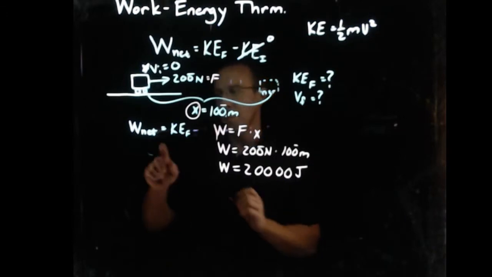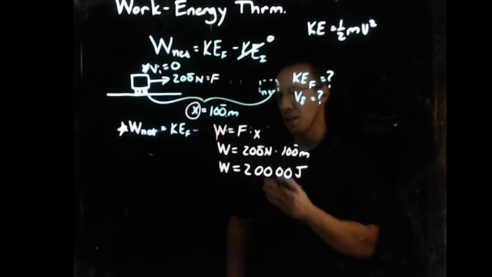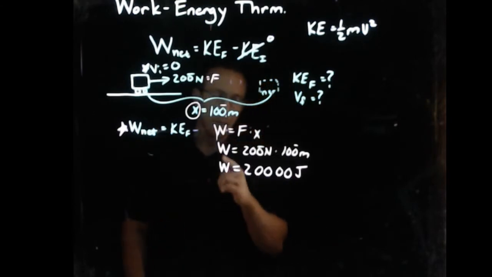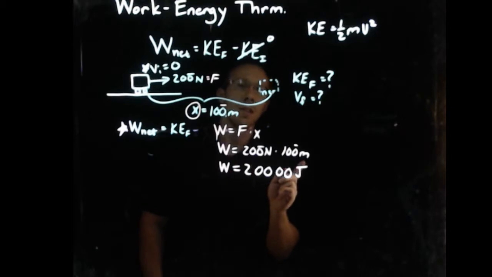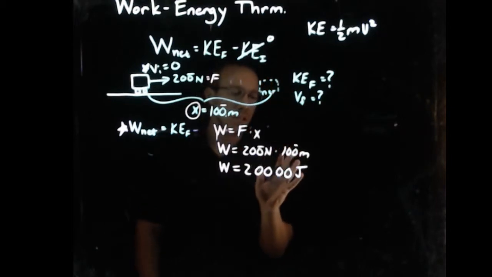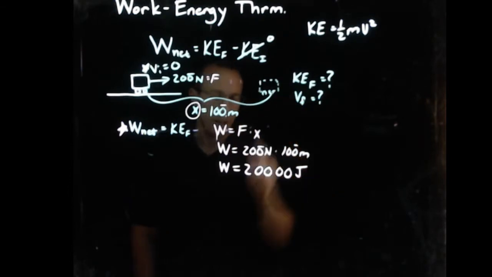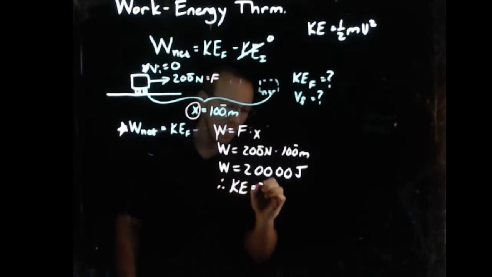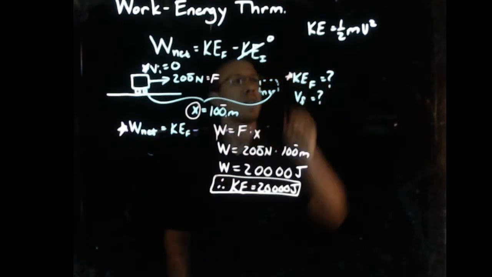Based off of this, and the fact that we know that work and energy are very much related, and basically they're the same thing, I put 20,000 joules of work into the object, which is a car, to speed it up to this point. So therefore, I would know that the kinetic energy would be equal to 20,000 joules. Okay, so that solves my first question.